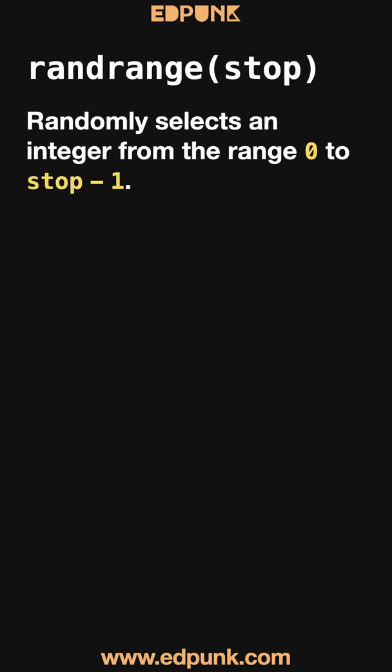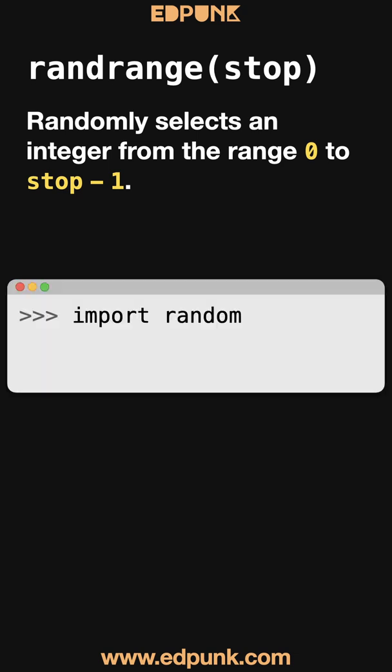Moving on to the next function. The randrange function accepts an integer argument stop and returns a random integer that is greater than or equal to 0 and less than stop. For example, let us import the random module. Now, executing random.randrange(10) returns a random integer in the range 0 to 10, which in this case is 5.